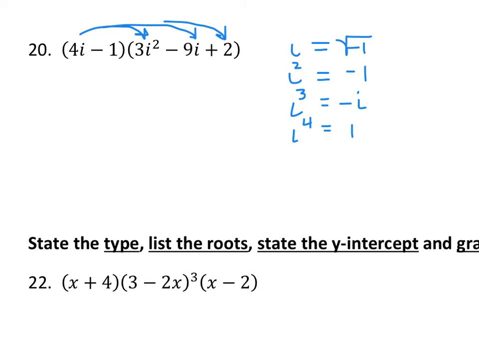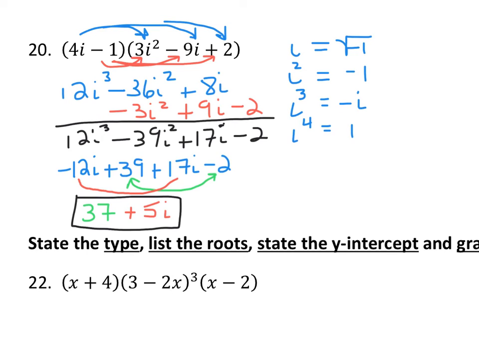So I'm going to go ahead and multiply this out, and then I'll walk you through it. Okay, let me try to walk you through this. All right, so the first thing I did was distribute the 4i. So 4i times 3i squared is 12i to the third. 4i times a negative 9 is negative 36i squared. 4i times 2 is plus 8i. The next thing I did was distribute the negative 1 all the way through. So negative 1 times 3i squared is negative 3i squared.